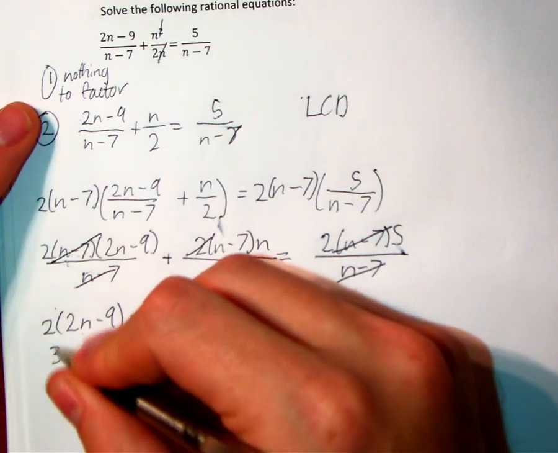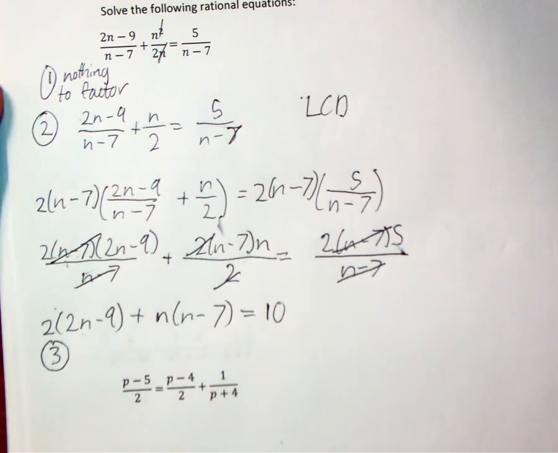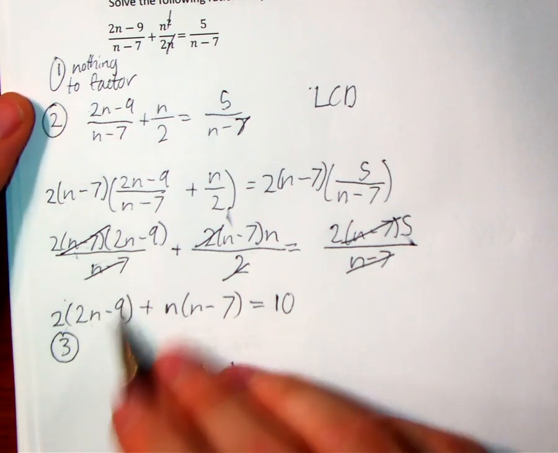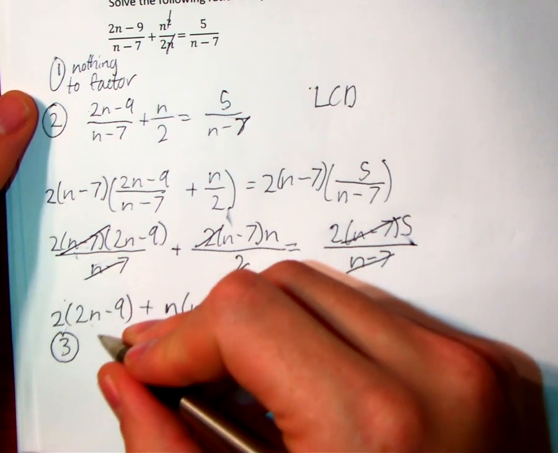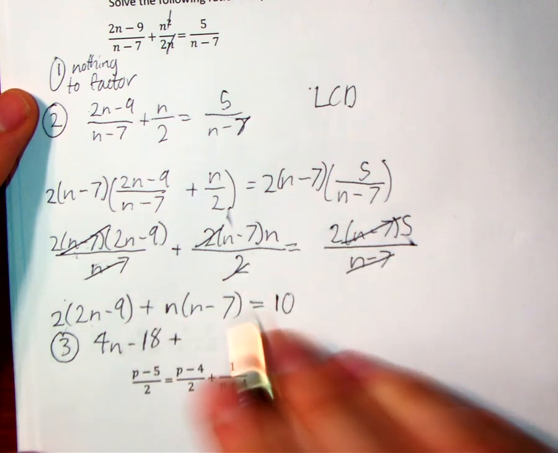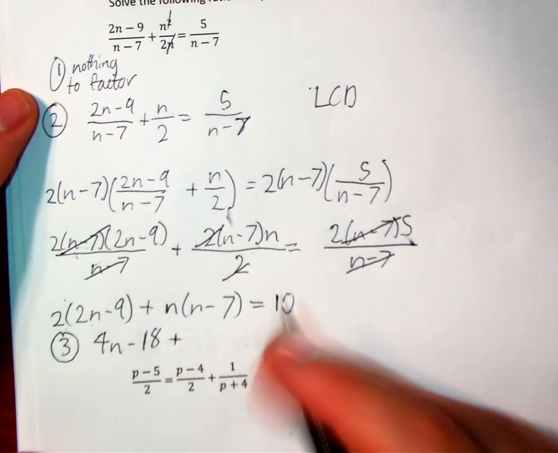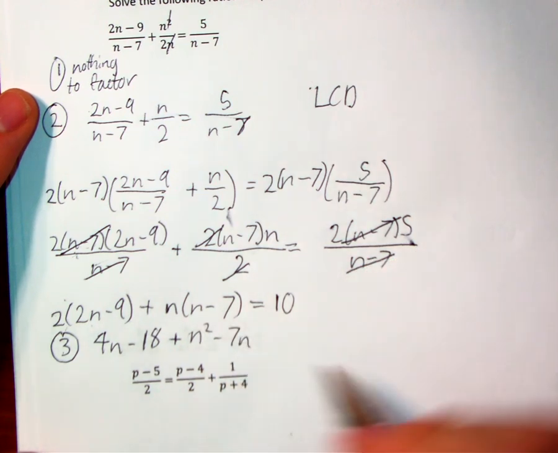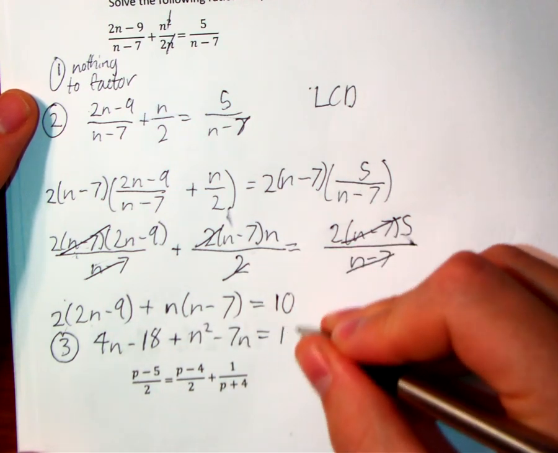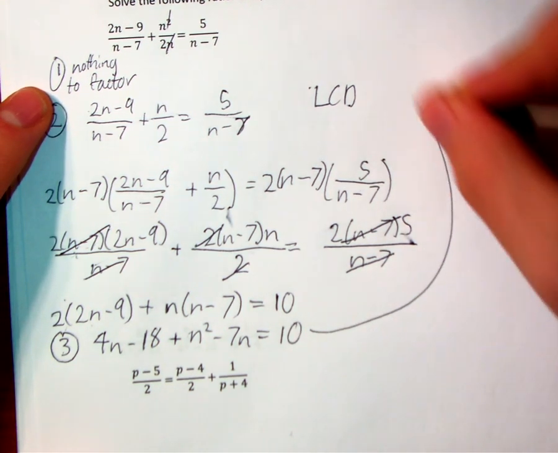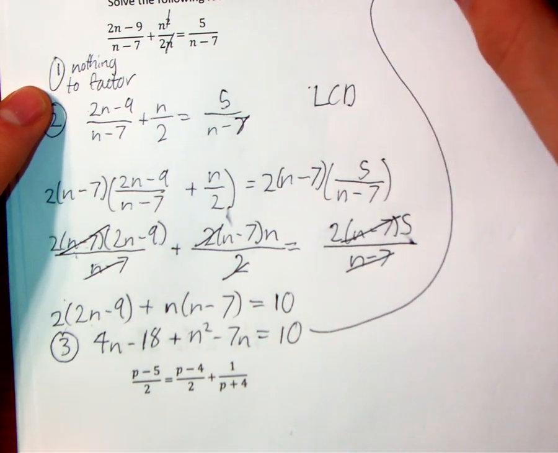Okay, and step 3 then. Step 3 is to multiply everything together. Okay, do I have stuff to multiply together? I sure do. I've got a 2 times a binomial here, so I'll distribute that 2 into the binomial, get 4n minus 18, plus, and then I've got an n that can distribute into this binomial, n squared minus 7n. It's all equal to 10.